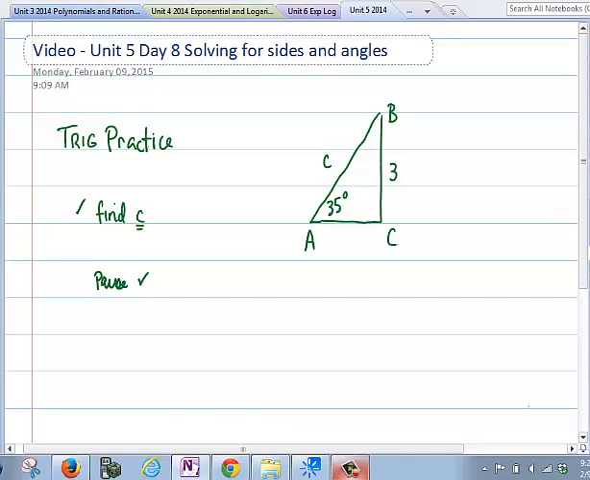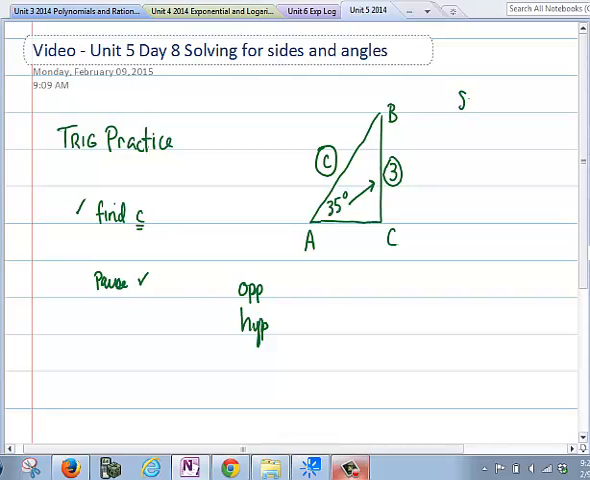Okay, so hopefully you've had a chance to try this. We're trying to find side C, and we are given angle A to be 35. So what you have to first do is examine the relationship between the given information and the side you're looking for. So you see that the side that's 3 units long is the opposite side. The side that is C is the hypotenuse. So that would lead you to use the trig ratio for the sine.